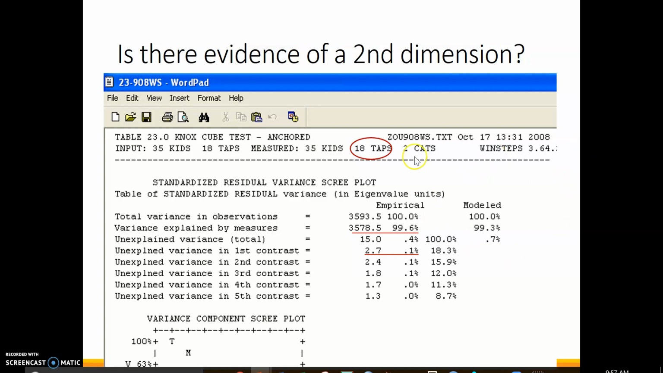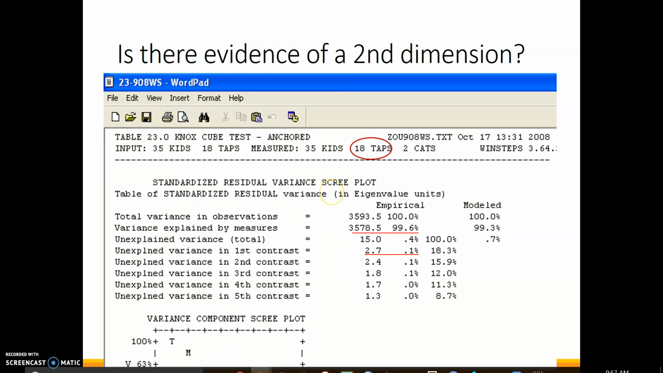So here we have 18 items. This is an old version. I don't know what TAPS used to be called. Here we're explaining 99.6, almost 100% of the variance, which is crazy, by the measure. And then our first contrast is 2.7, which is definitely showing potential of a second dimension, but it's not explaining anything at all. So I'm not as worried about this. I'm explaining so much of the variance based on the measure. These 2 contrasts, I want to look deeper and see what they're saying, but I'm less concerned with.